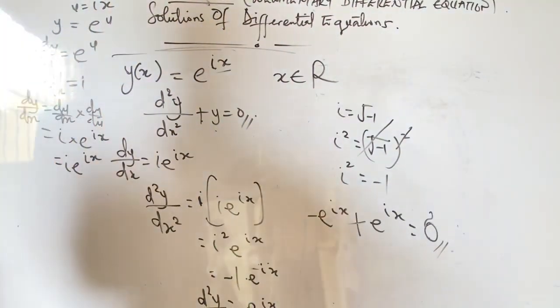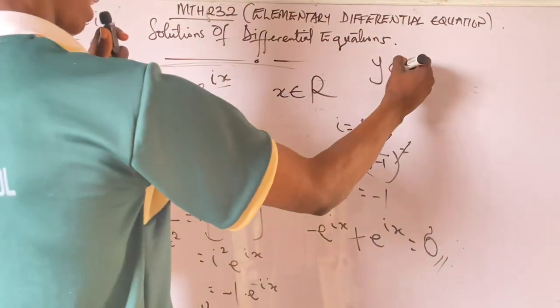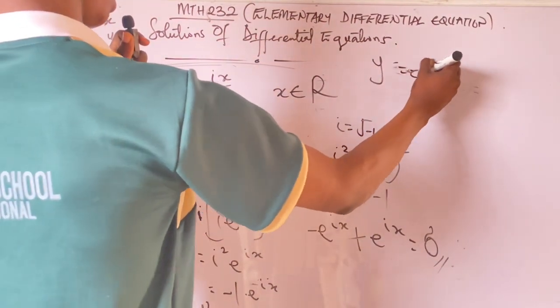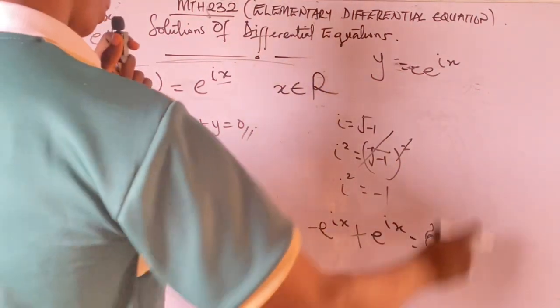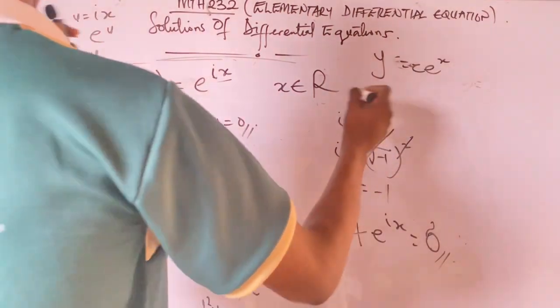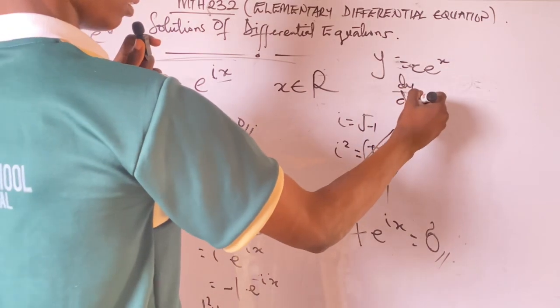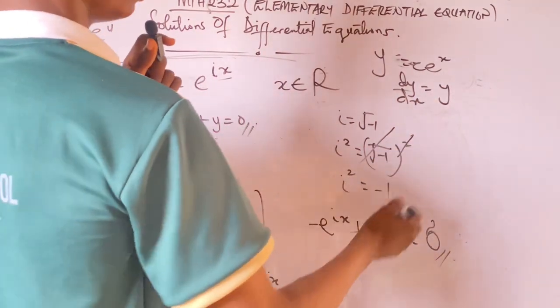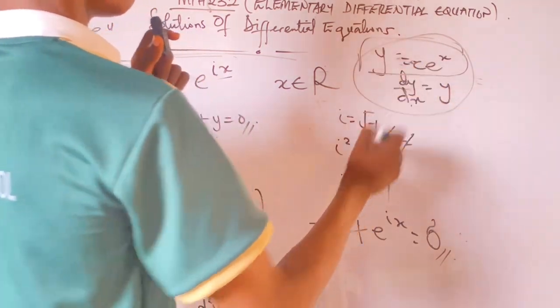You can try to do more of this on your own. If y of x is equal to c e^x, then dy/dx is equal to y. So deduce that this is a solution of this.